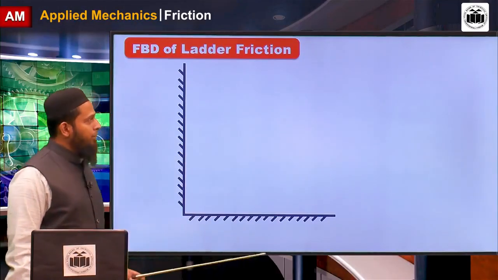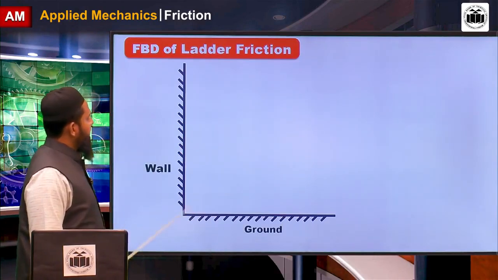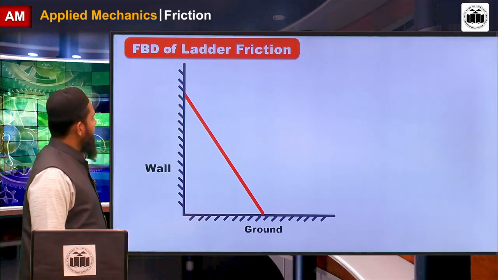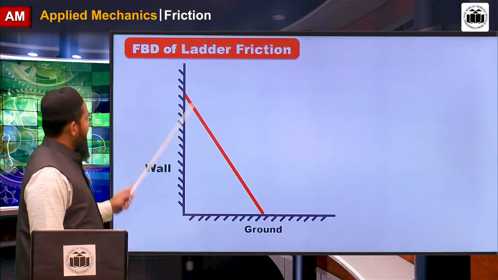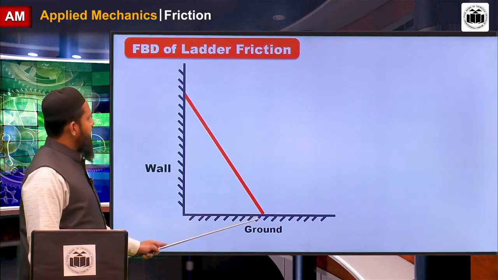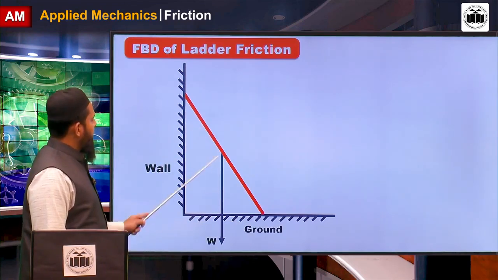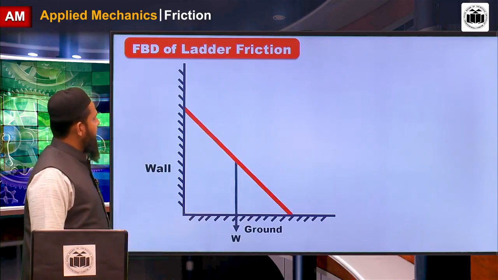How to draw a free body diagram of a ladder? This is the wall and this is the ground on which the ladder is slanting down. I want to draw a free body diagram of the ladder. These are two contact surfaces, in contact with the wall and in contact with the ground. Due to the self weight, which acts at the centroid of the ladder and vertically downward, the ladder will slide in this way.